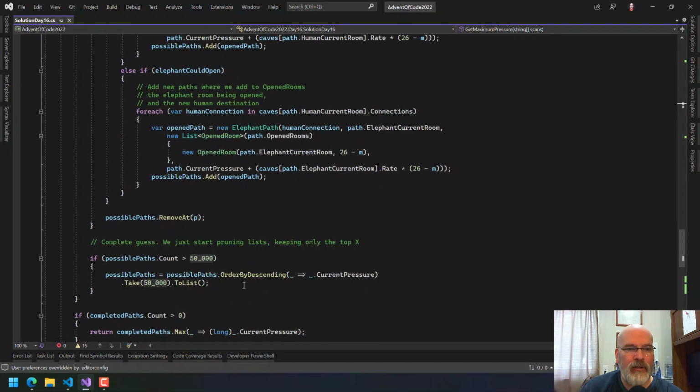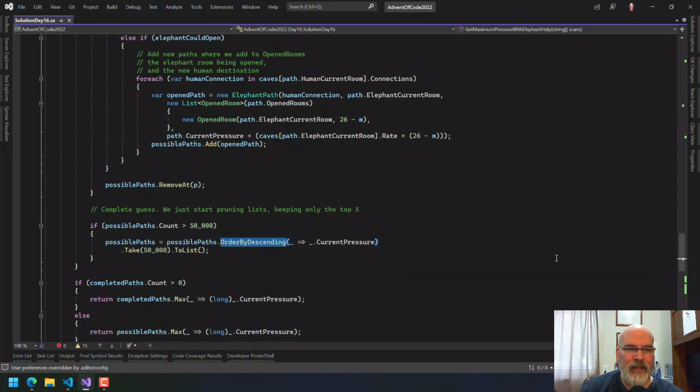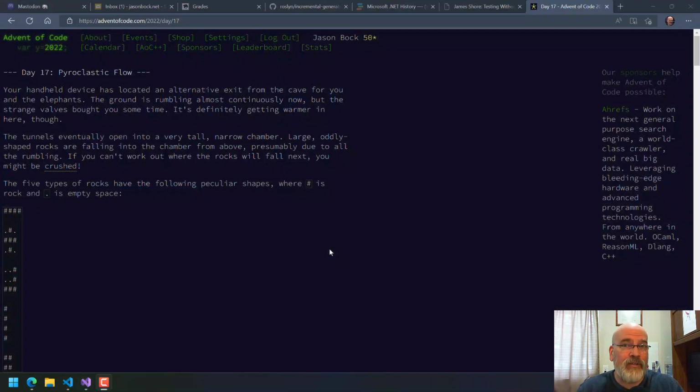So there was another time where I had to just put in this guess of saying, well, 50,000, and we'll just stop there and only pick the ones that have the best pressure. But this ended up working. So yay, it works. Day 17 is Tetris.